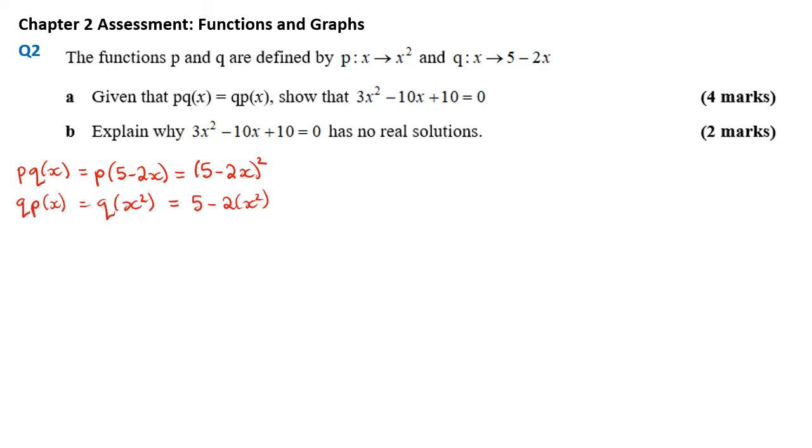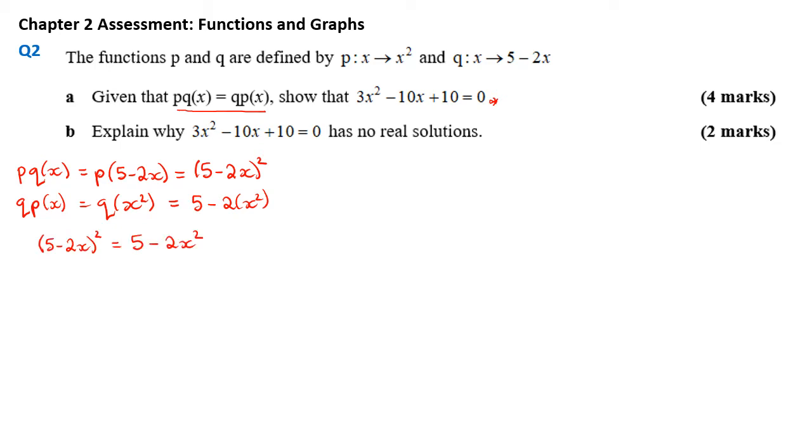And to apply q to p of x, we are going to apply q to x squared, that's p of x, so we get 5 minus 2x squared. Using this information in part A, we're going to set those two equal and manipulate it to show this. Because we're given this show that answer here, we need to be really clear on every step.